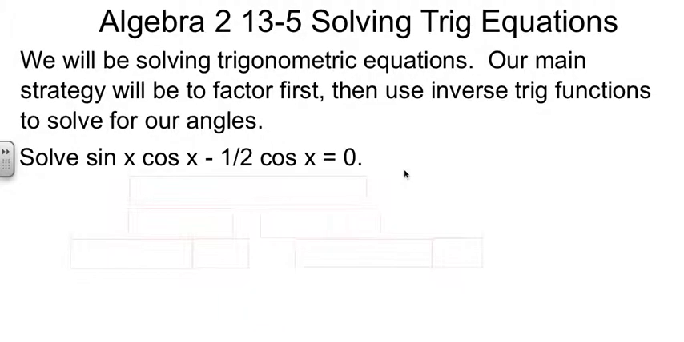This is Algebra 2, Chapter 13, Section 5, in which we will be solving trigonometric equations. Our main strategy in solving these kinds of problems is going to be to do some factoring first, and then use inverse trig to finish the problem. So all of our factoring rules that we've been working on all year are going to come right back into play again.